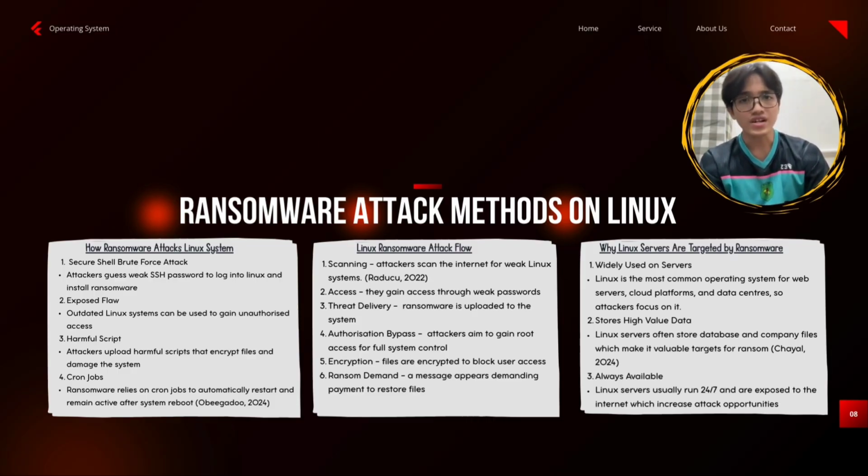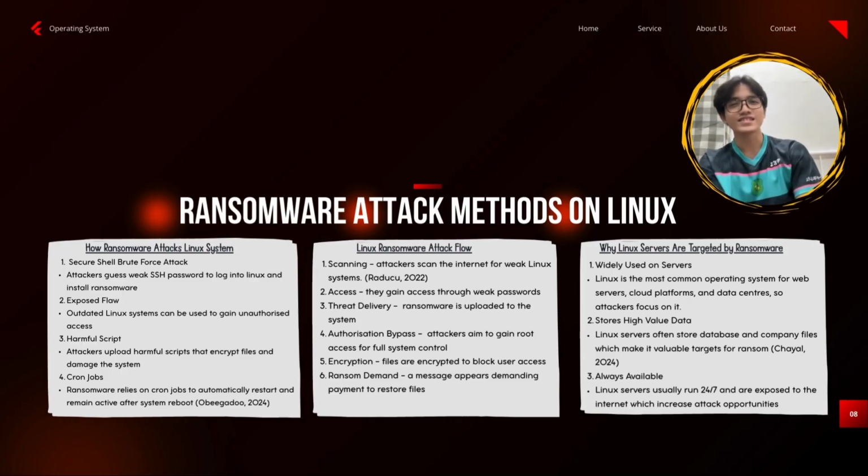Next, they try to gain higher privileges, often aiming for root access so they have full control. Then, the encryption phase begins, where files are locked so users can no longer access them. Finally, a ransom message appears, demanding payment in exchange for restoring the files.